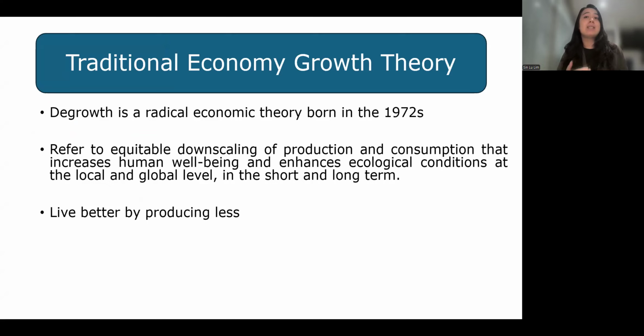A degrowth strategy was established by Austrian-French social philosopher Andre Gorz in 1972. He believed that the downscaling of production and consumption would increase human well-being and enhance the ecological condition at the local and global level in the short and long term. The degrowth debate has accelerated because of the increasing awareness about climate change. If economic growth continues to be a default goal, it can lead to climate catastrophe, where we have no hope of limiting global warming to 1.5 degrees Celsius.